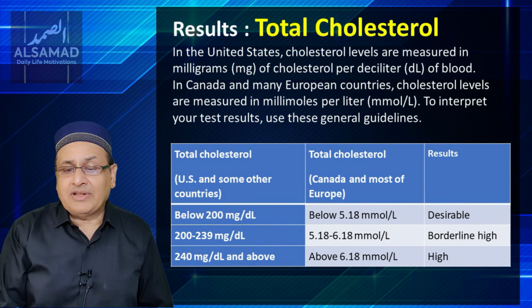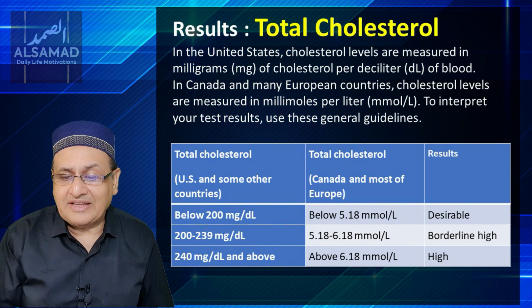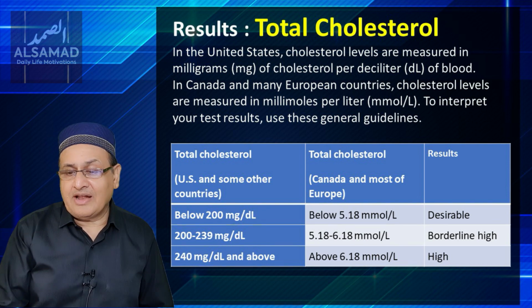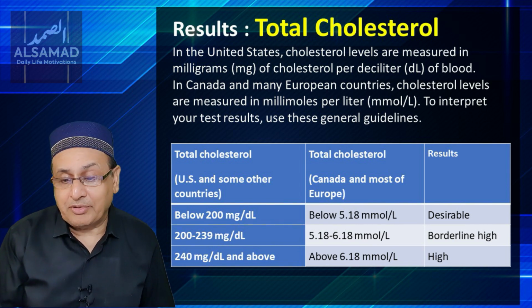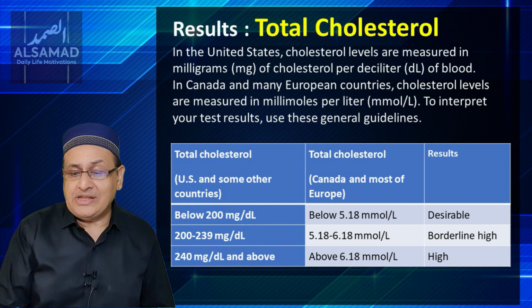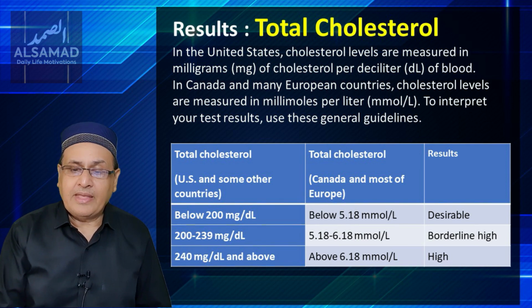First, total cholesterol. If your result is less than 200 milligrams, it's desirable. If it's between 200 and 239, it's borderline. If it's 240 or above, it's considered high cholesterol.